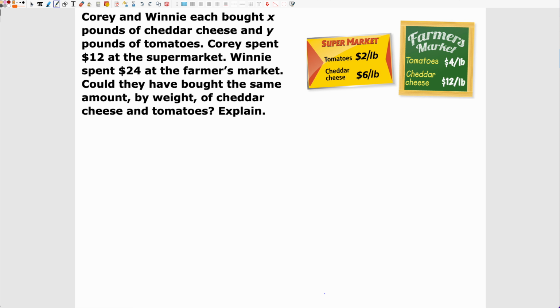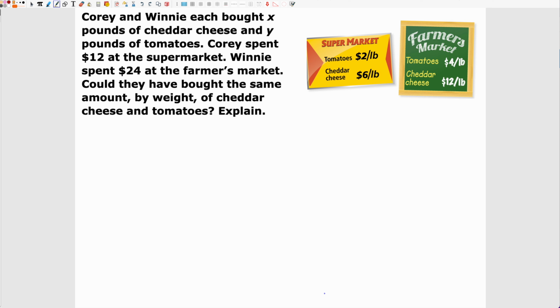Next, we've got Corey and Winnie. And they each bought x pounds of cheddar cheese and y pounds of tomatoes. Corey spent $12 at the supermarket. Winnie spent $24 at the farmer's market. Could they have bought the same amount by weight of cheddar cheese and tomatoes? Doesn't mean they necessarily spent the same amount on that purchase, but could they get the same combination with the way things are structured?